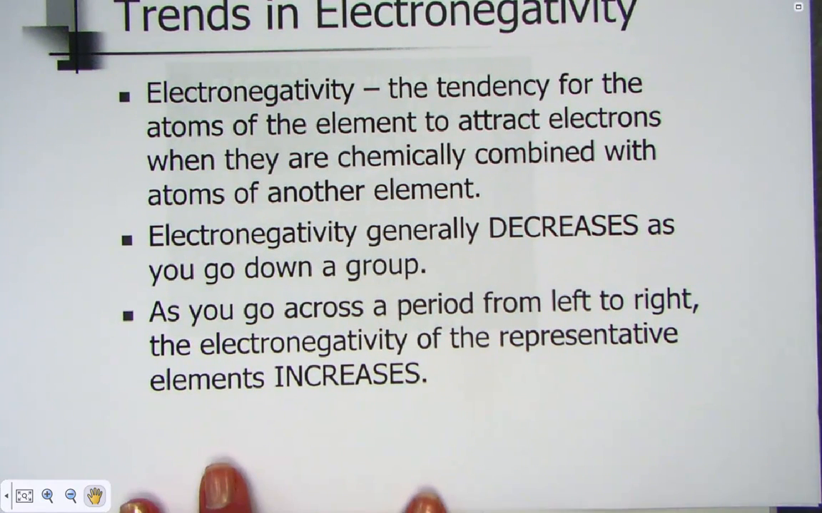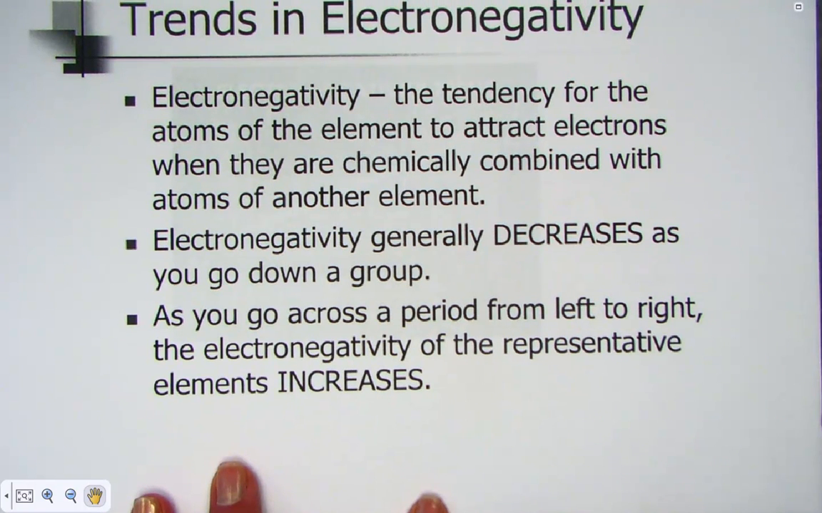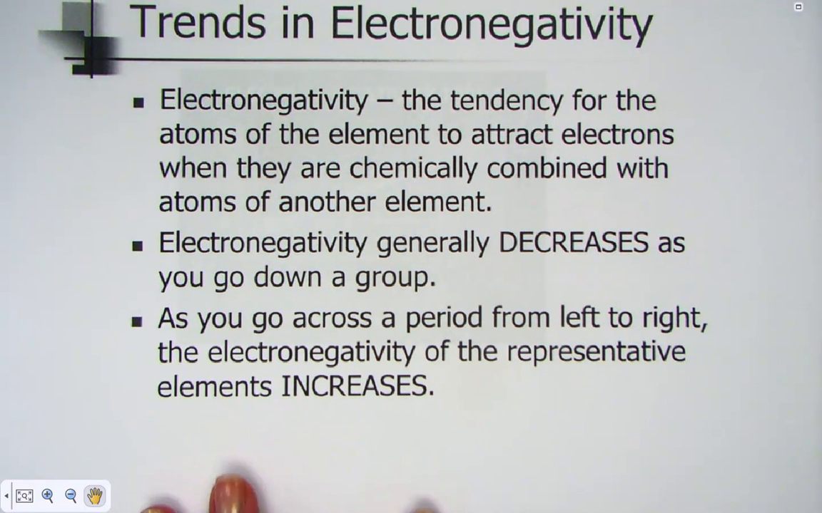The last of our periodic trends discussed in this section is called electronegativity. Electronegativity is the tendency for the atoms of the element to attract electrons when they chemically combine with atoms of other elements. How easy is it for an atom to pull an electron towards itself? Electronegativity is the measurement of pulling electrons towards itself.